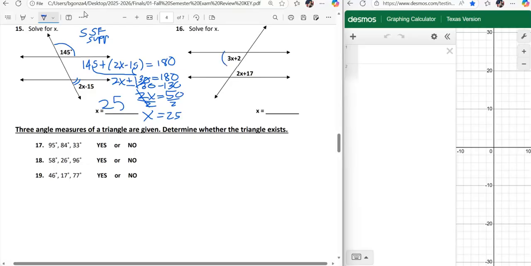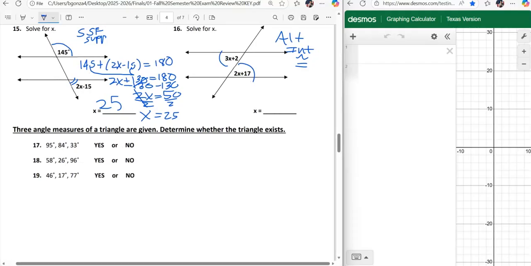16, alternate interior angles, right? Alternate interior are congruent. You can set them equal, okay, because they are the same. So 3x plus 2 equals 2x plus 17. X cannot be on both sides, so let's go to the smaller x, minus 2x. 3 minus 2 gives you 1, x, which is just x, plus 2 equals 17. Subtract 2, and you get x equals 15. Cool? Number 17, 18, and 19.